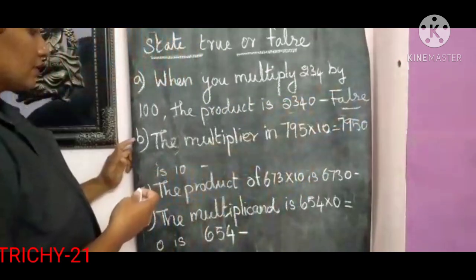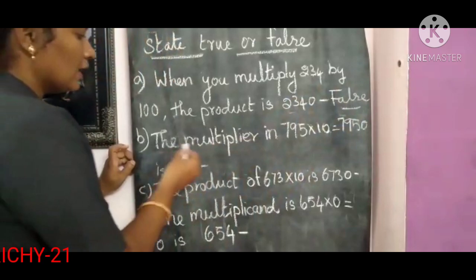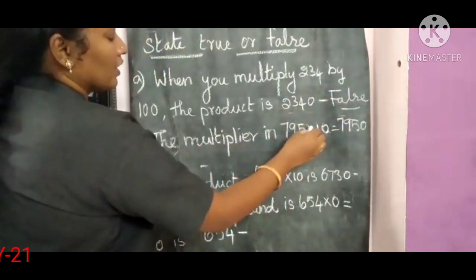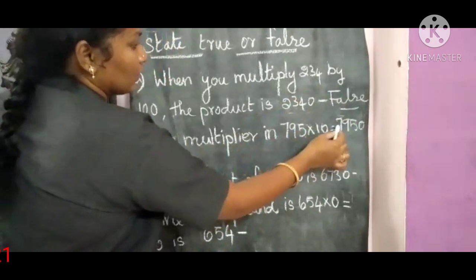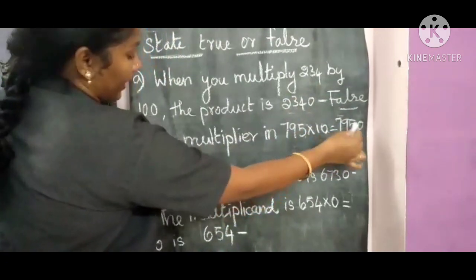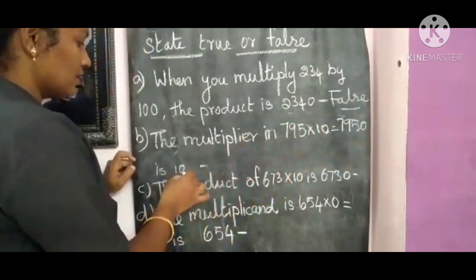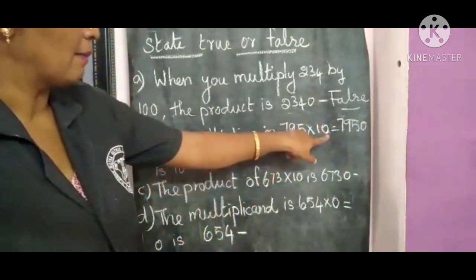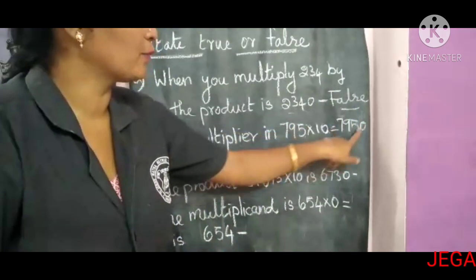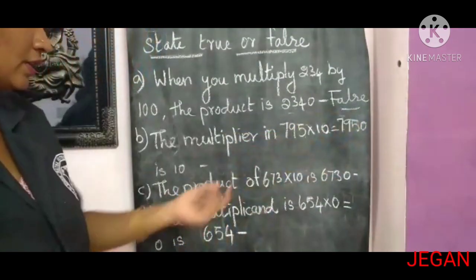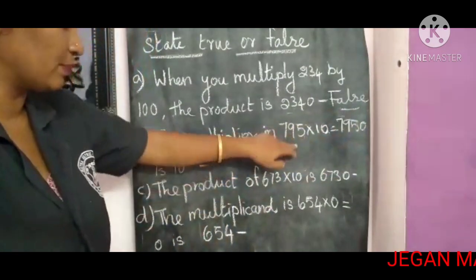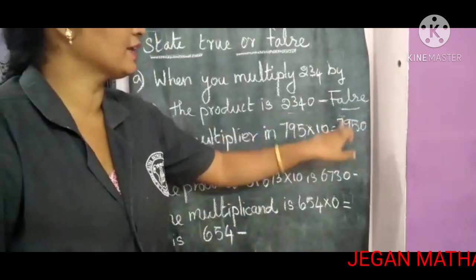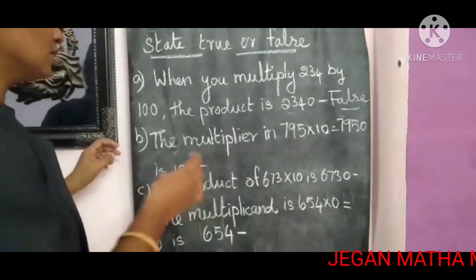Second question, the multiplier is 10 in 795 multiplied by 10 equals 7950. You know there is a multiplicand, a multiplier and the final product. The number is the multiplicand, this 10 is the multiplier and the final answer is the product. So this is true.